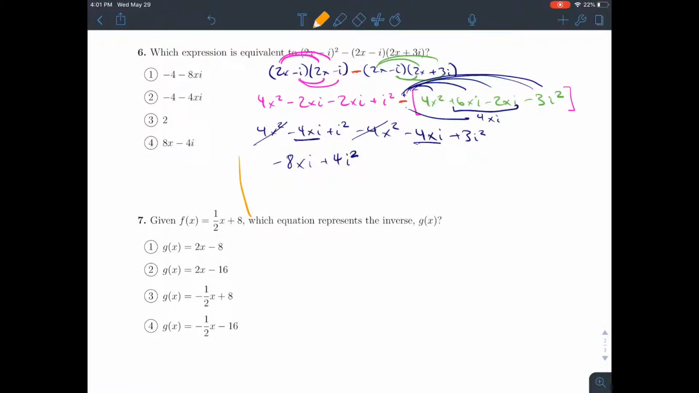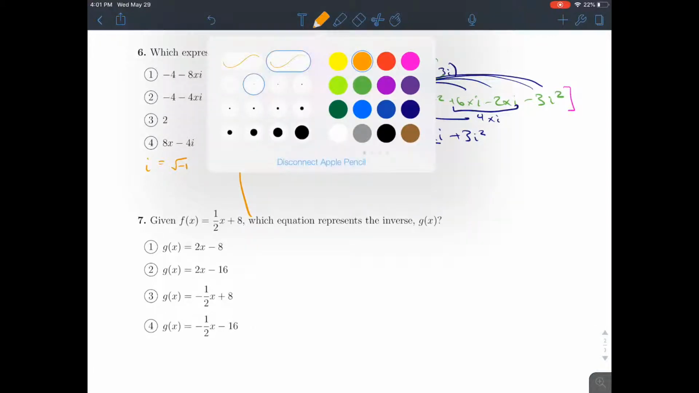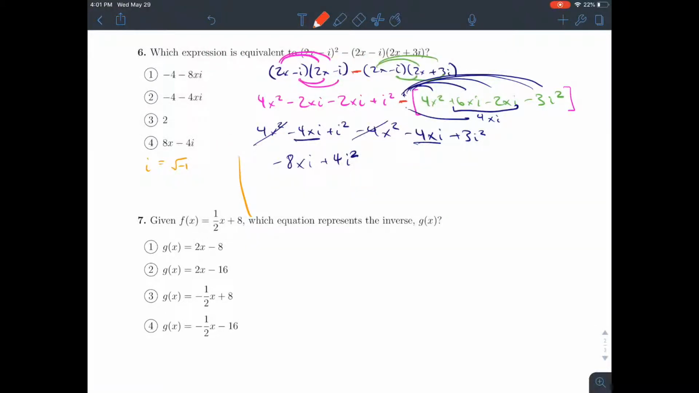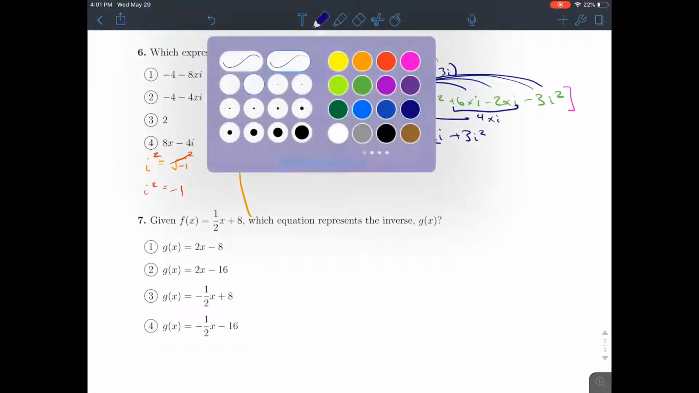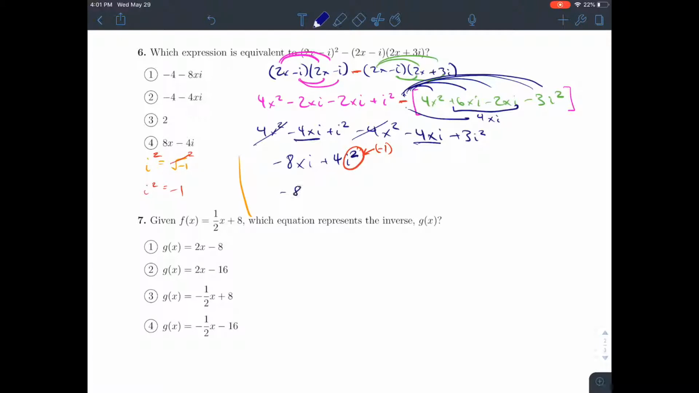But hopefully you have a distant memory, because i is the square root of negative 1. It can't be simplified as just i, but if you square both sides, you find that i squared is equal to negative 1. And that means we can do a replacement here where we make i squared negative 1. This will give us an answer that matches up. We get negative 8xi plus 4 times negative 1, negative 8xi minus 4. And that is answer choice 1.